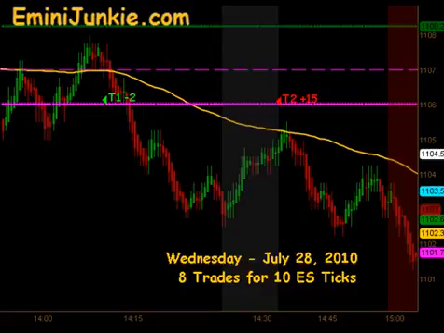due to the rangy nature of the market, and that's what we expect on days like today, and that's why we have some other things that we employ in our trading room to help compensate for that. But still, it's a green day. 8 trades for 10 ES ticks.